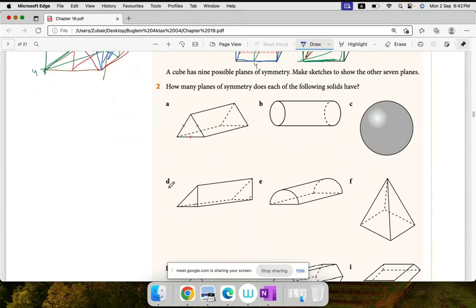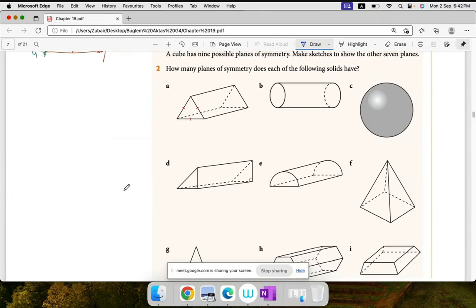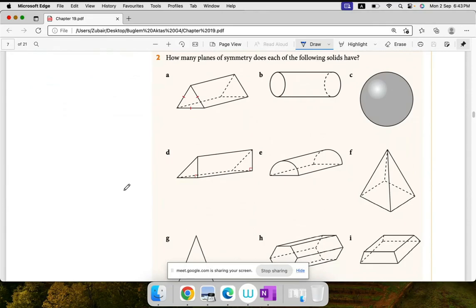How many planes will be in D part? Two. One, two, right. E part, two. Right. F part, two. I think there are more than two. The base is actually a square. Seven. Seven? Maybe. Those are four.